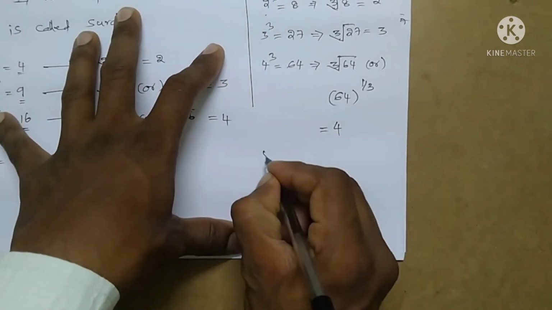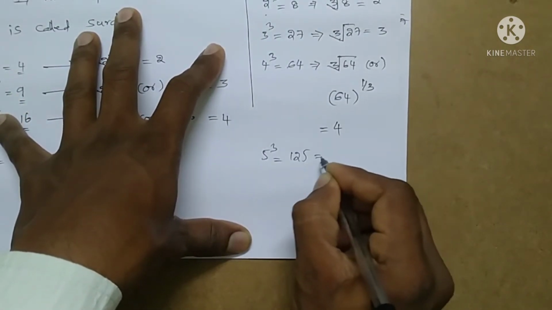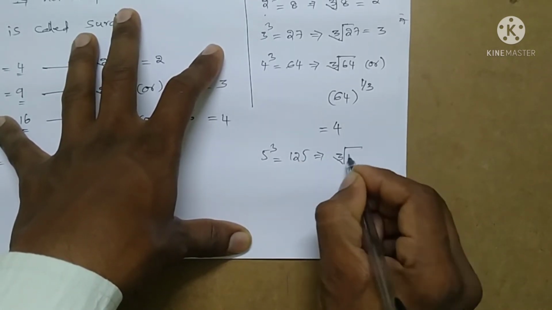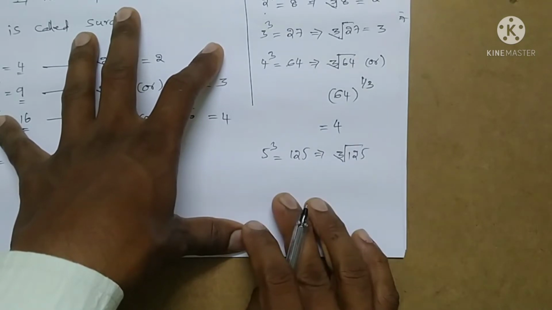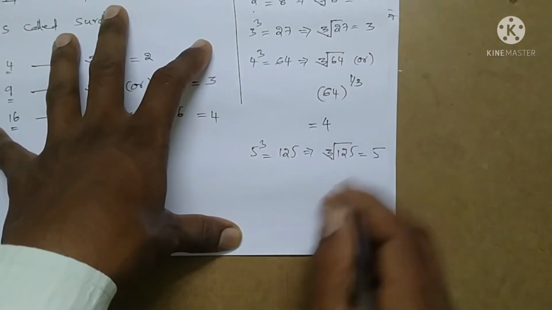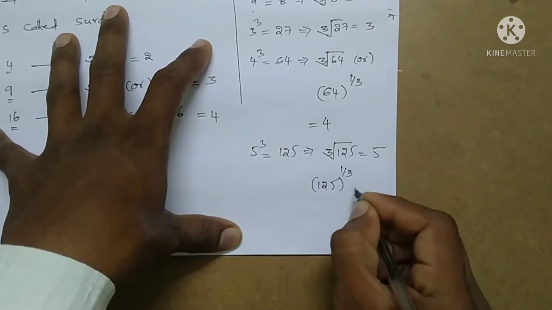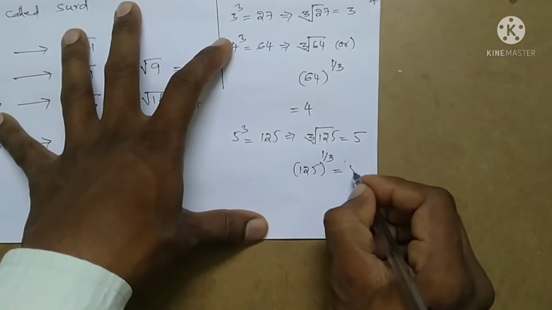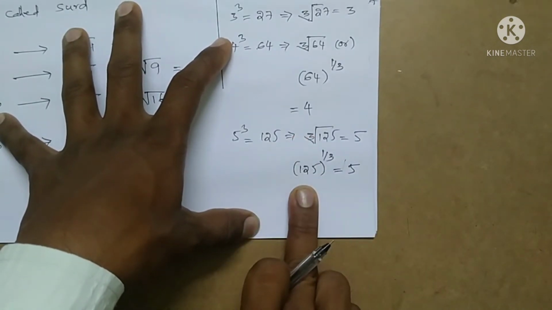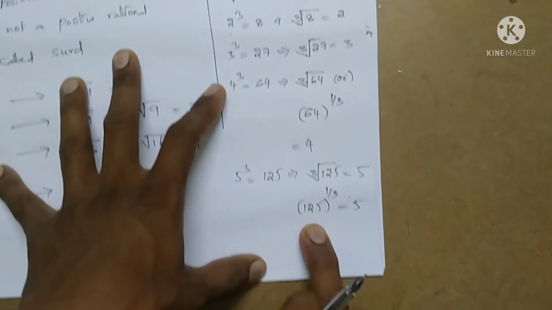Similarly, 5 cubed is equal to 125. So the third root of 125 is 5, right? Or 125 whole to the power of 1 by 3 is also 5. This is called surd form. This is called exponential form. Okay?